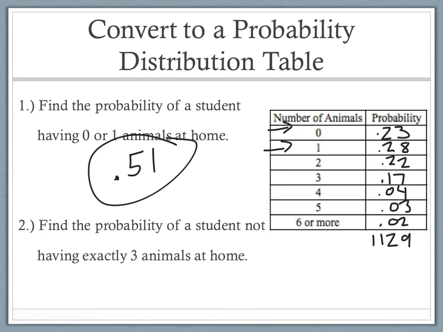Let's look at finding the probability of a student not having exactly 3 animals at home. I know that having 3 is 0.17, so I can just do 1 minus 0.17 to figure out how many didn't have 3. Remember, to figure out the opposite, we can just do 1 minus it. That's going to be 0.83. Creating probability distribution tables is sometimes helpful when we have more complex questions. You can do it either way though. Let's take a look at the next slide.